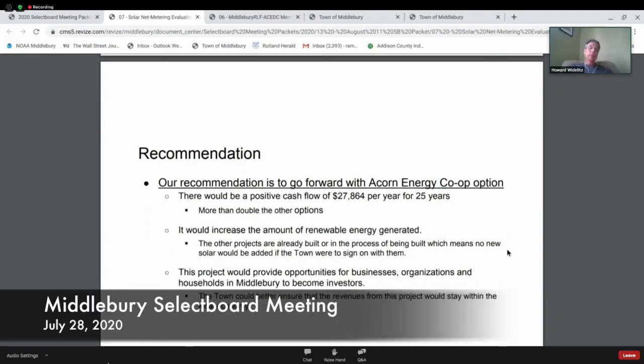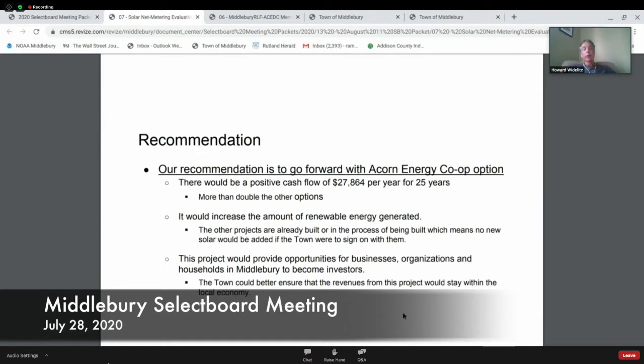Given that, our recommendation is to go with the Acorn model for several reasons. One is financially, we get the greatest benefit. Whereas the others are tapping into arrays that they're building or that already exist, the Acorn project would actually build a new array for the purpose of Middlebury receiving credits from that. So we're adding to the renewable energy pool in the state.